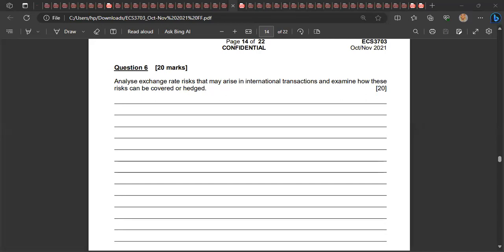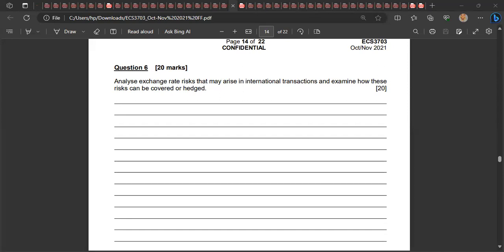So you're basically looking at forward contracts, maybe futures, currency options, maybe money market hedges and so on. Diversification also could come in there, right? We'll see if we get a question like that how many we would be able to remember. But forward contracts are the more common ones, right?